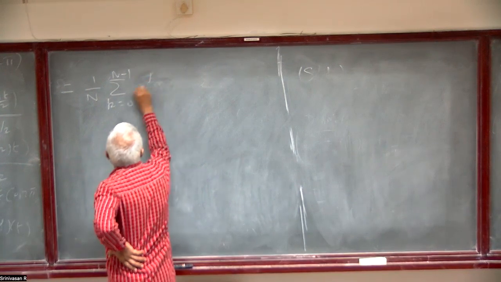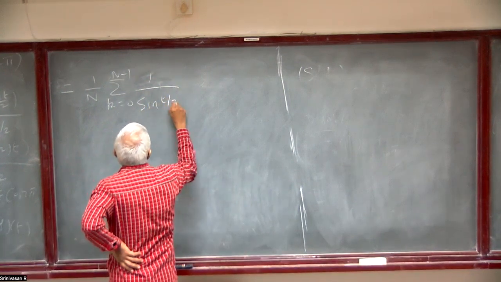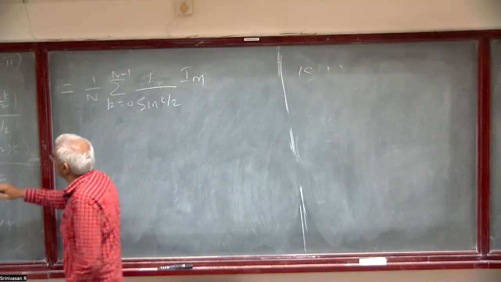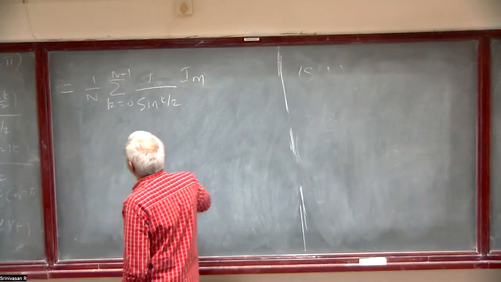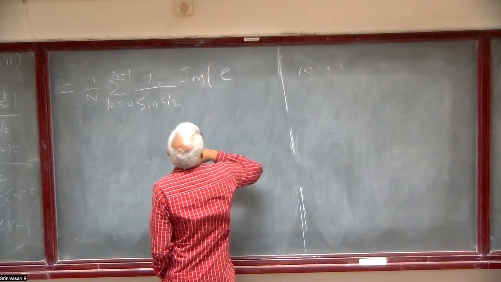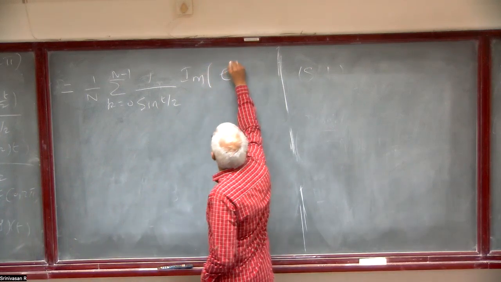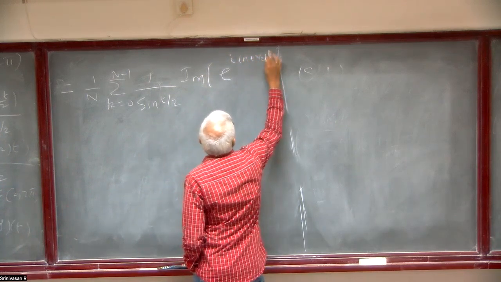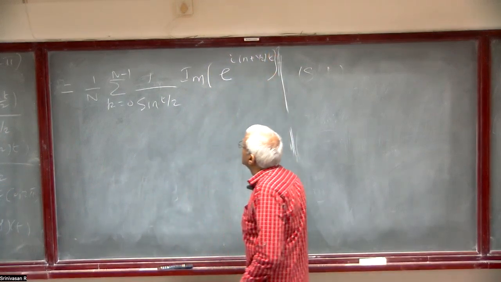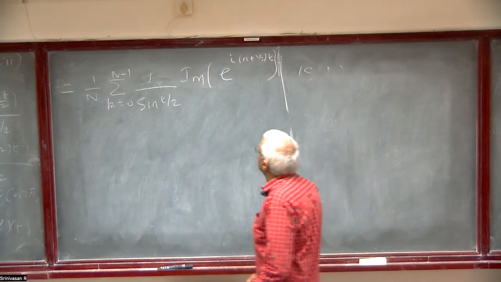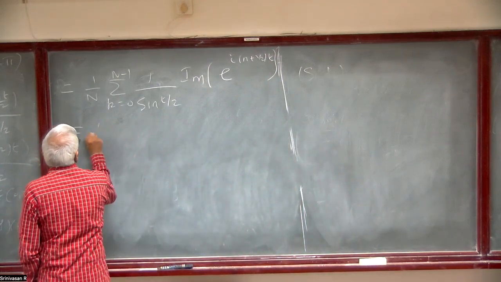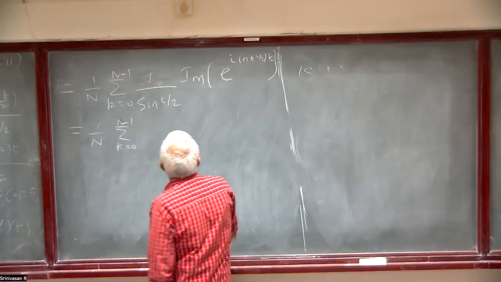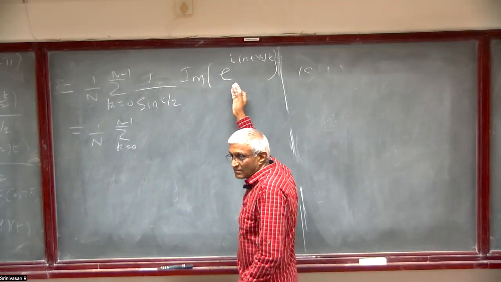I keep the 1 by 2, 1 by sine t by 2 outside. And this is just the imaginary part of e power i times (k plus half) t. So this is equal to 1 by n summation k equal to 0 to n minus 1, and this is imaginary, but this is just a geometric sum.